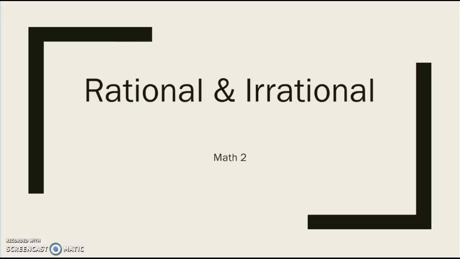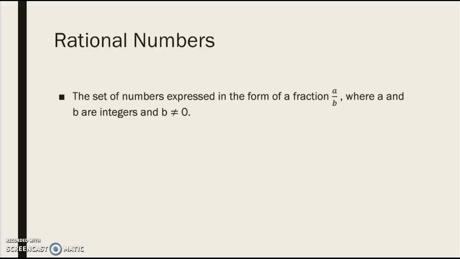Now we're going to look at rational and irrational numbers and then some polynomial operations. So to begin with, rational numbers is a set of numbers expressed in the form of a fraction, a over b, where a and b are integers and b cannot be 0. So basically any number that can be written as a fraction is a rational number.